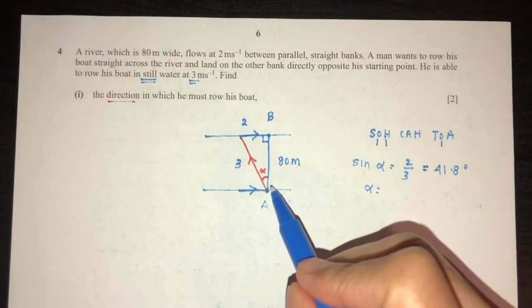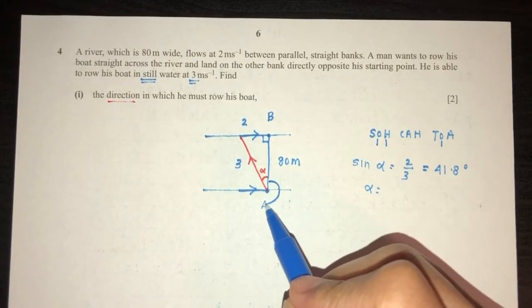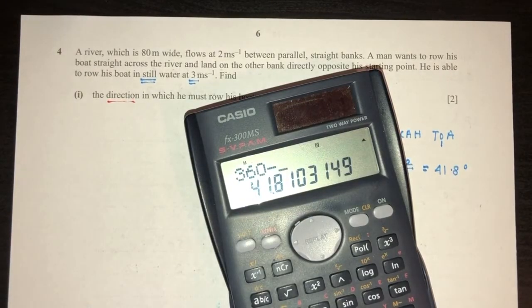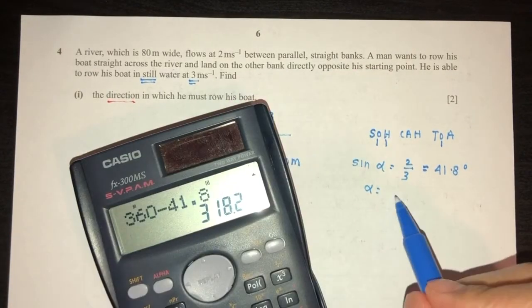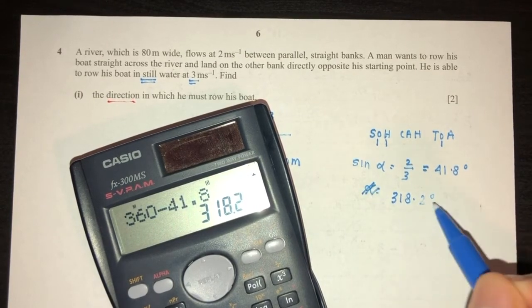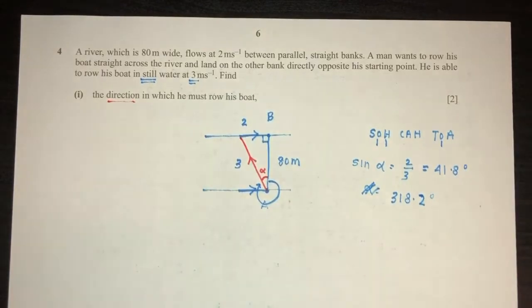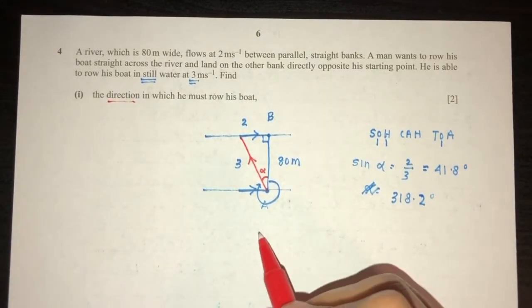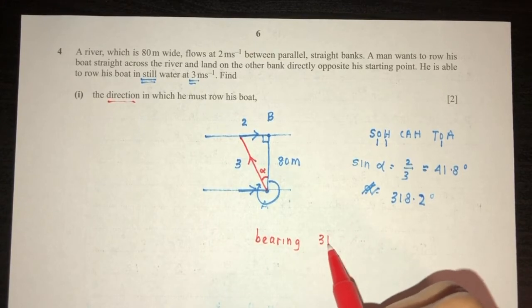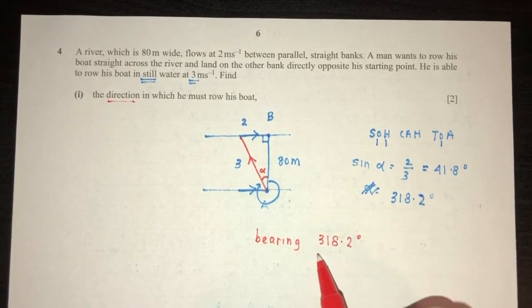Now you want to find the bearing, which is this angle. That will be 360 minus 41.8, which is 318.2. That is the direction. So you can say the direction will be on a bearing of 318.2. That will be your answer for part 1.